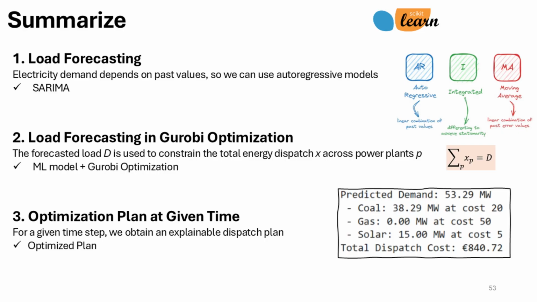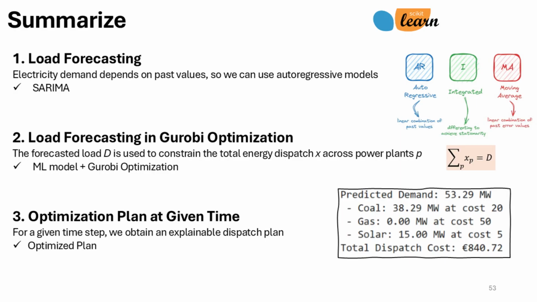The second pillar is the integration of load forecasting into Gurobi optimization. We learned that a forecast is only as valuable as the actions it informs. By taking our forecasted load and using it as a primary constraint in our Gurobi model, we ensured that our total energy dispatch across all power plants was perfectly balanced to meet consumer needs. This ML model plus optimization framework is what allows modern grids to operate efficiently.